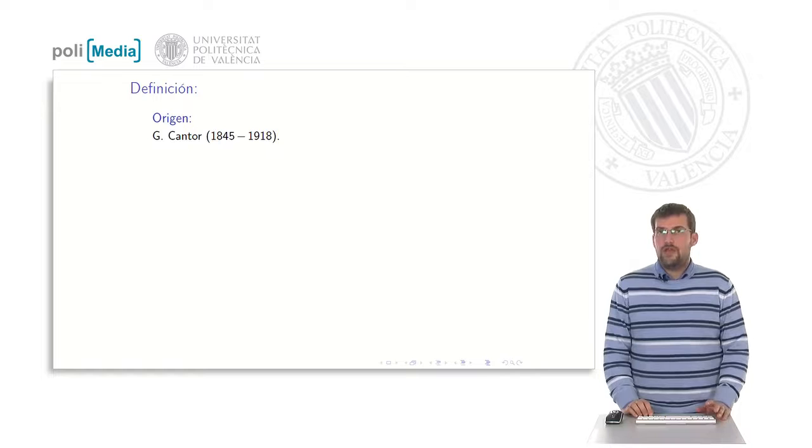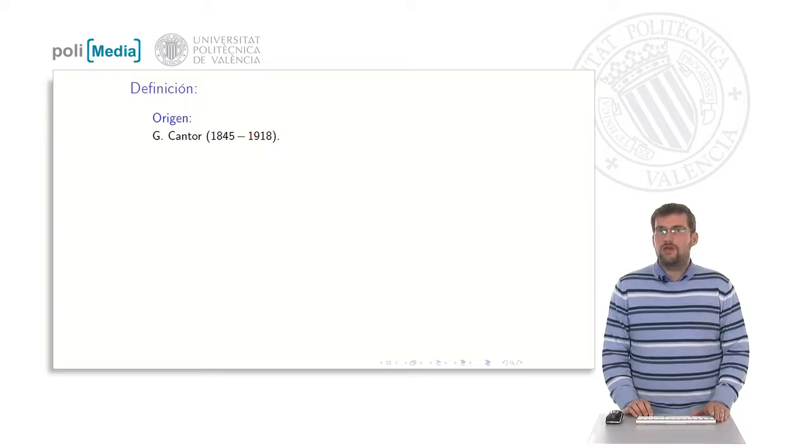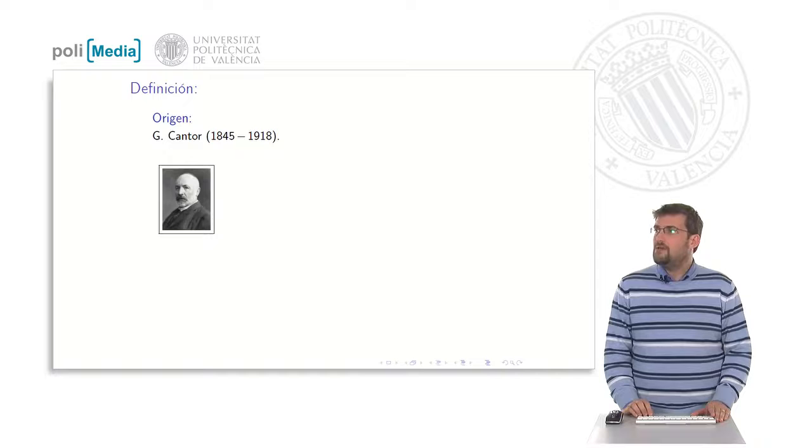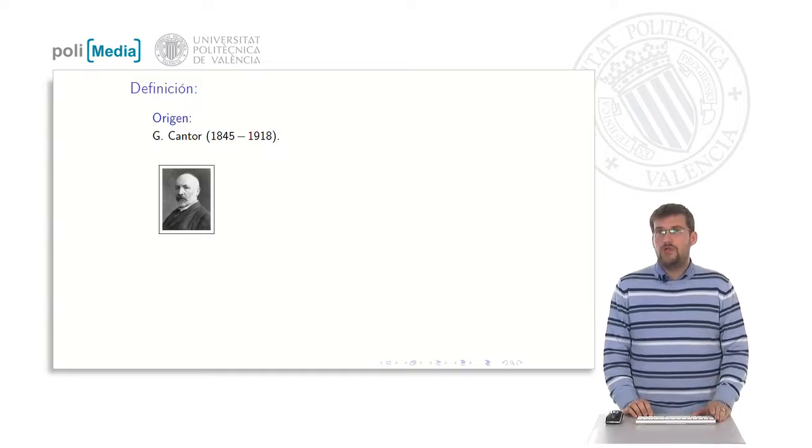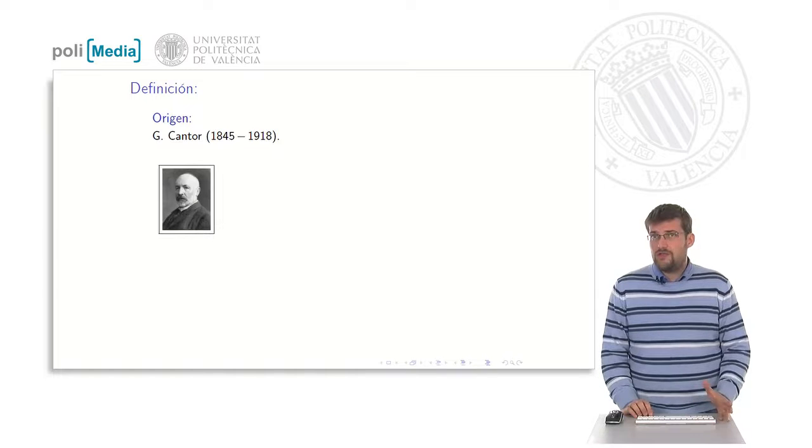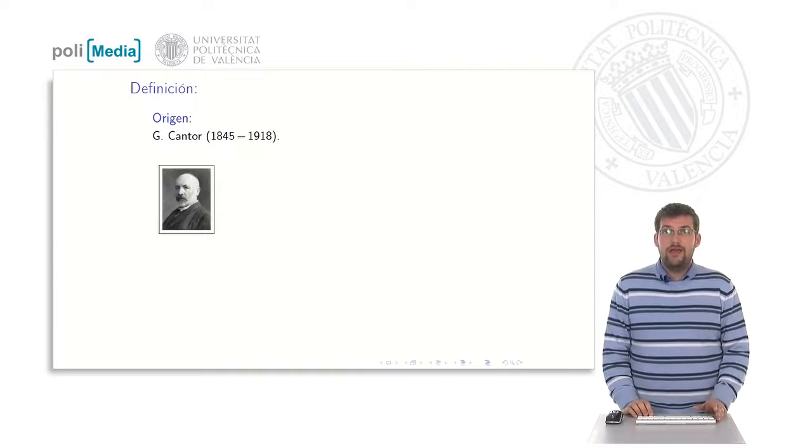The definition of a set originates from the mathematician Cantor, who was born in the mid-19th century. Here, we can see a photograph of this eminent mathematician. Cantor's theories, particularly set theory, faced considerable initial rejection, even from some of his teachers. However, today, Cantor's set theory serves as the foundation for all of mathematics.